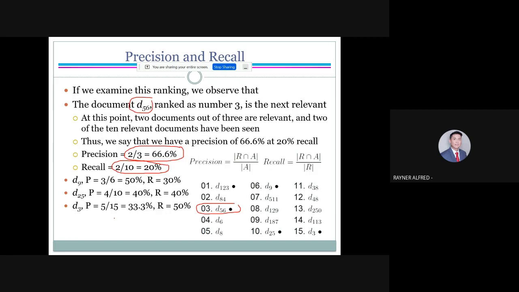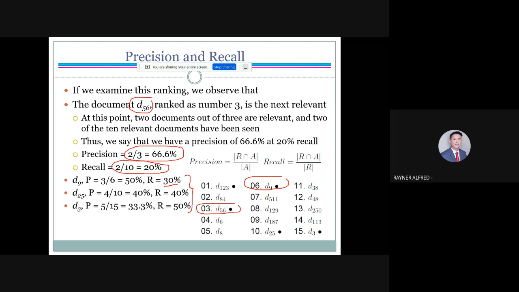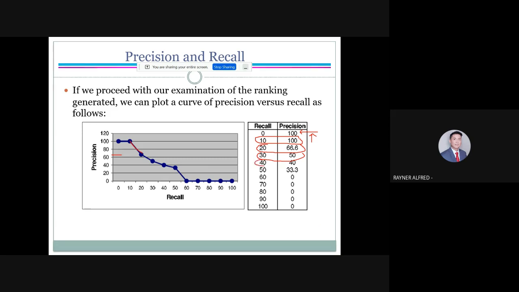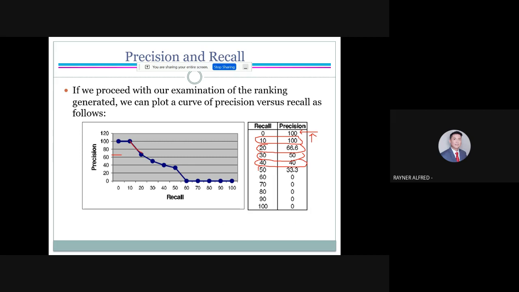Okay, the next one is this one. Our precision is 50%, our recall is 30%. This is what we have counted just now. So recall 30%, precision is 50. And then we have 40%, 40% also. And then 50%, 33%. So we have that one.